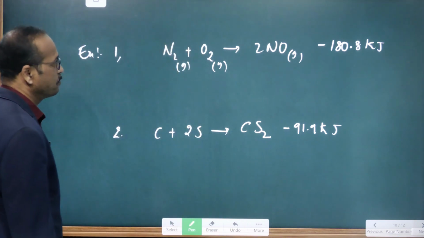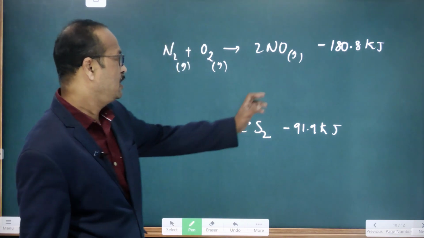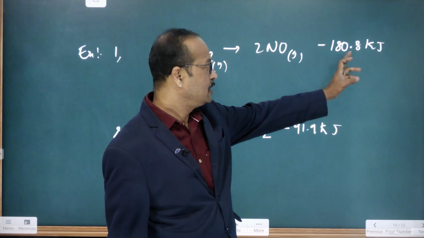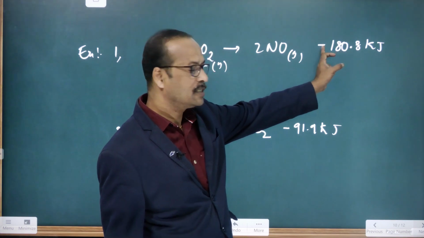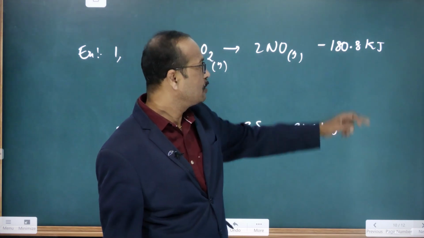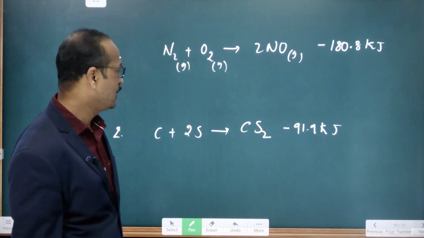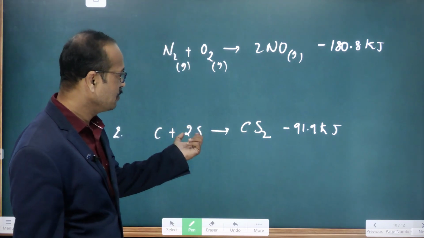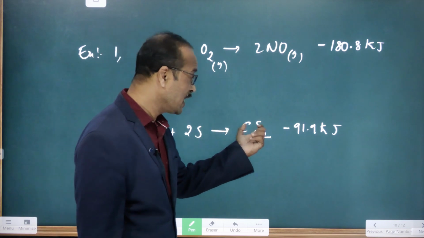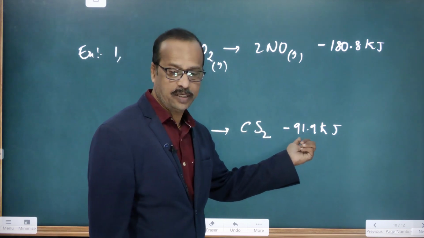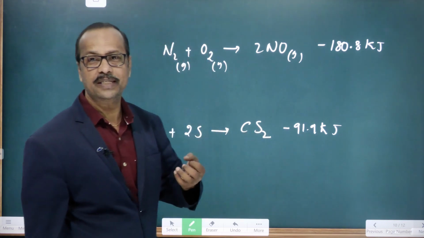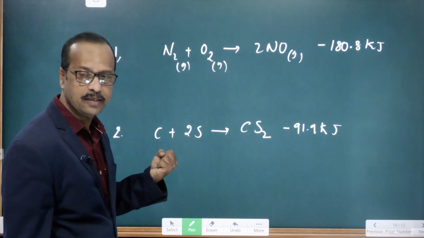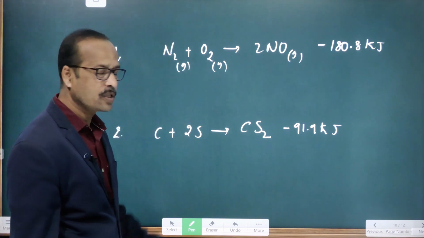Like you see nitrogen plus oxygen forming nitrogen oxide. So here heat is absorbed. See, a minus is written, what does it mean? Heat is absorbed. Heat absorbed is 180.8 kilojoules. Similarly, carbon is combining with sulfur to form carbon disulfide, and here also a minus is given. The meaning is that it is absorbing heat here. So these are called endothermic reactions.